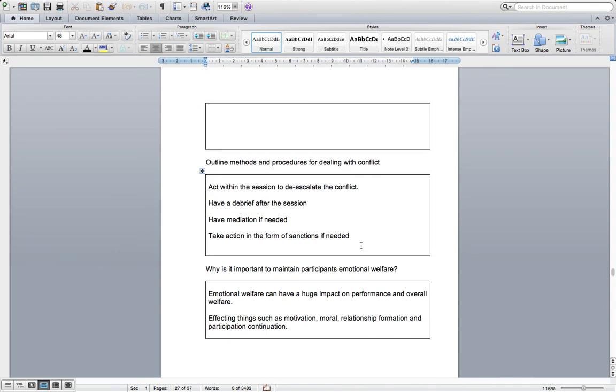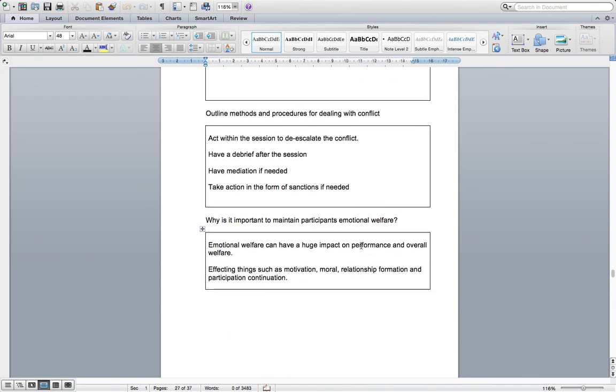Okay, here we go. Last 2 questions. Outline methods and procedures for dealing with conflict. Okay, now there's a lot of things you can do. So you act within the session. If it's happening within the session, you want to de-escalate the conflict. Okay, you don't want to make it any worse than it is. So you want to step in there, you want to calm everything down.